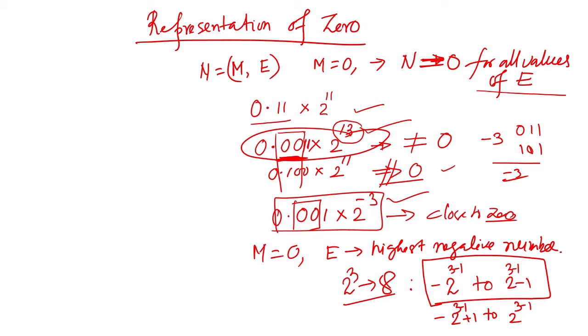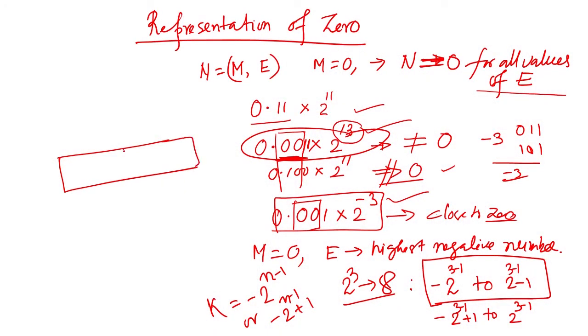Okay. So, therefore, anyway we see the highest negative number, that is k, is either 2 to the power n, where n is the number of bits reserved for the exponent, k is this one, or minus 2 to the power n minus 1 plus 1. So, in this example either 4 or 3. So, the highest representable number is 4 and 3.